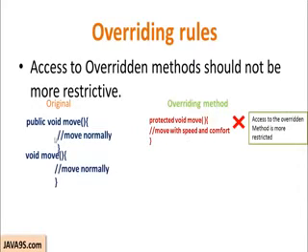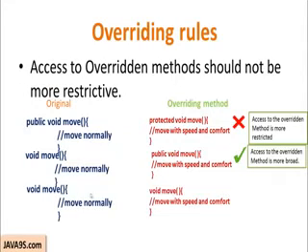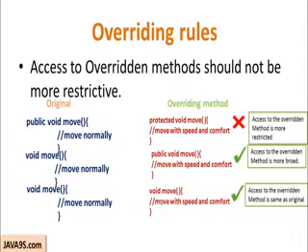I have default access for this move here, and if I make it public, that's okay, because you're making it more visible to some new classes as well. So this is acceptable. The next one has default access, and this one also has default access. I didn't change the accessibility, that is fine. This is a perfect overriding.